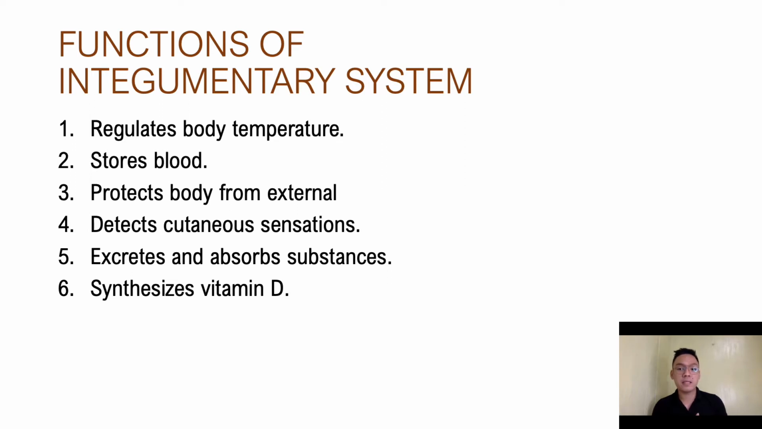The functions of your integumentary system are regulating your body temperature, storing your blood, protecting the body from external harm, detecting cutaneous sensations, excreting and absorbing substances, and synthesizing vitamin D. Changes in your skin color may indicate some homeostatic imbalances. Abnormal skin eruptions or rashes may reveal some systemic infections or diseases of your internal organs.